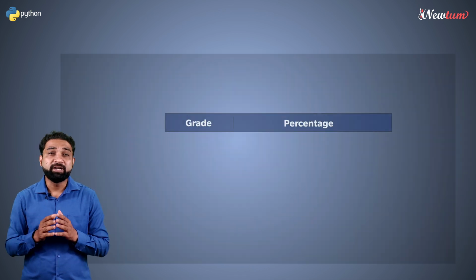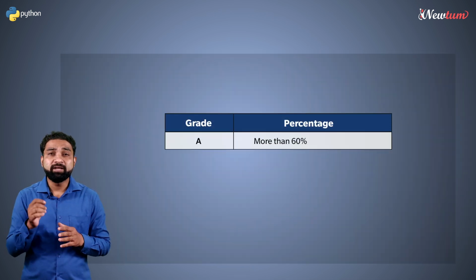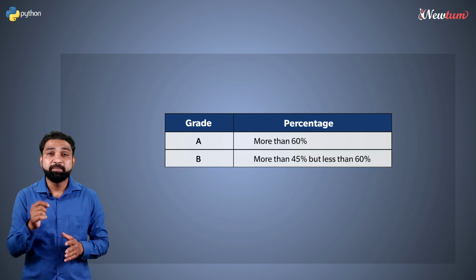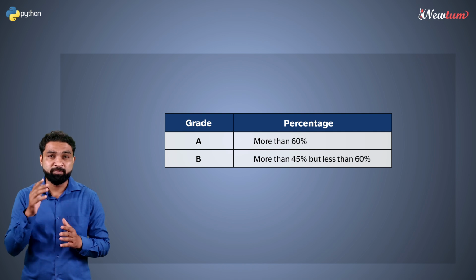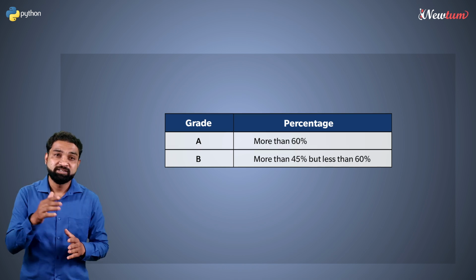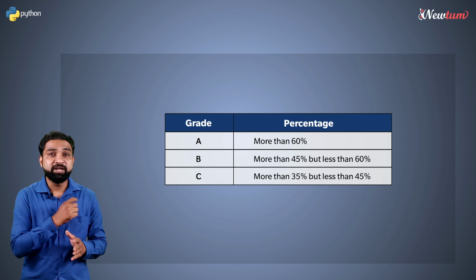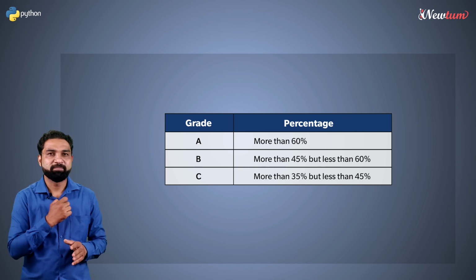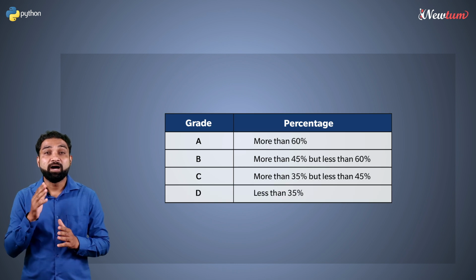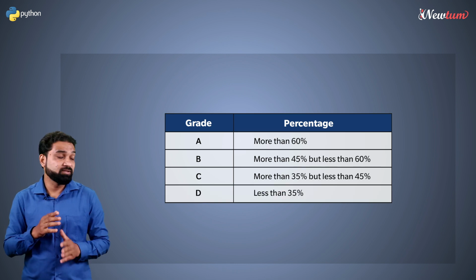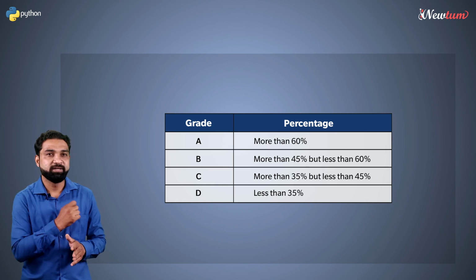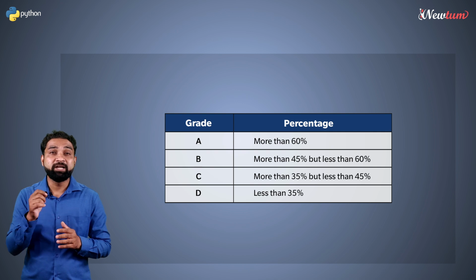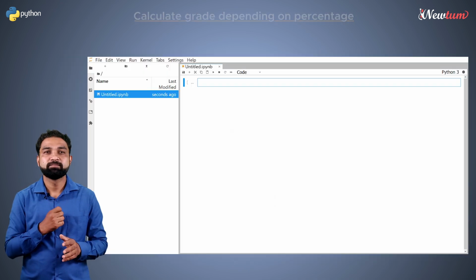Well, we have a grading system at school. We get a grade of A if we get more than 60%. Grade B is assigned to students getting more than 45% but less than 60%. Grade C is assigned to students getting more than 35% but less than 45%. And the remaining students scoring less than 35% will get grade D. Let's write a program that will give the grade depending on the percentage.